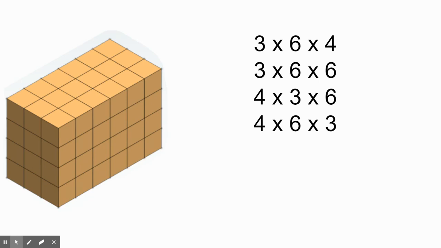They all work because this prism has a length of 6, a width of 3, and a height of 4. So out of these four choices that I'm showing you right now, which one do you think would be the easiest to multiply in your head? What do you think? You think it would be 3 times 6 times 4, 3 times 6 times 6? Go ahead and write down the one that you think would be the easiest for you to do.